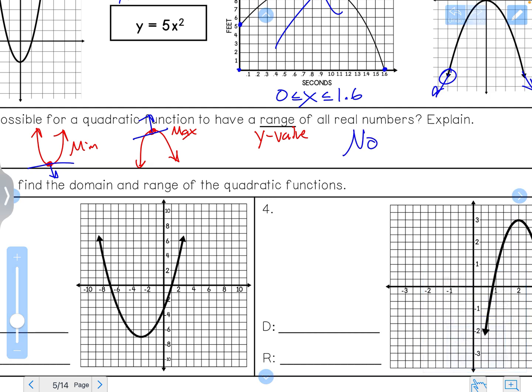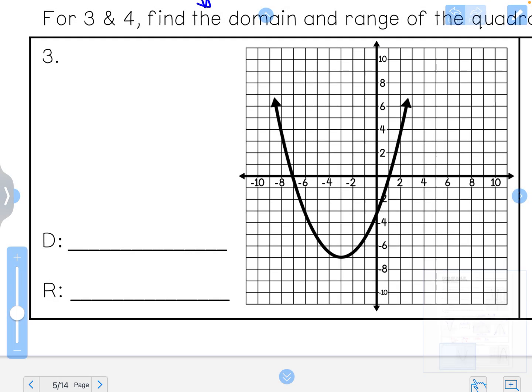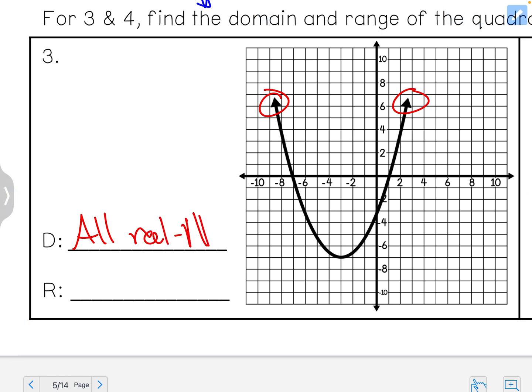So no, it will not be possible for us to have a range of all real numbers in quadratics because of the vertex. The vertex is where it stops, and it does not allow it to continue both up and down. So let's look at our domain and range. And again, double arrows to the left and right tells me all real numbers. For quadratics, most of our graphs, it's going to be all real numbers.